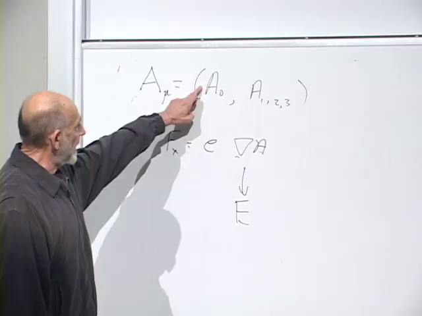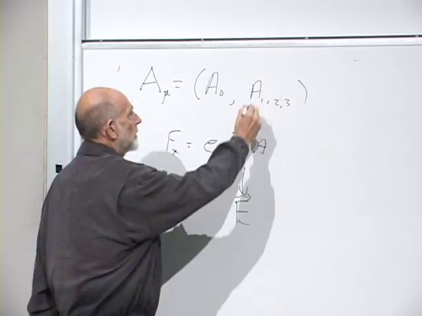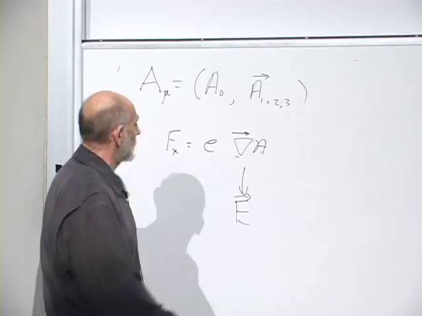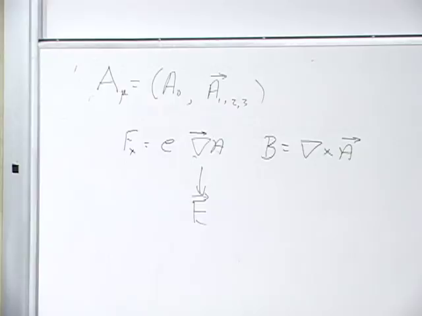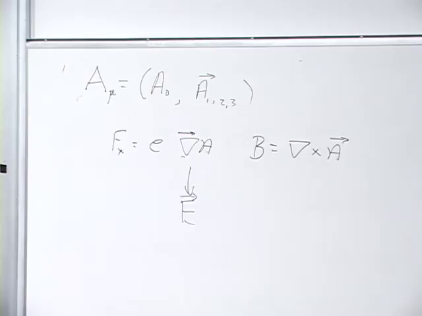And the magnetic field is determined by also derivatives of the vector potential. And in fact, the magnetic field is the curl of the vector potential. So there are two ways you can study electrodynamics, either in terms of the electric and magnetic fields, of which there are six, or in terms of the vector potential, of which there are four, but they're equivalent descriptions of electrodynamics, and we won't go into Maxwell's equations.